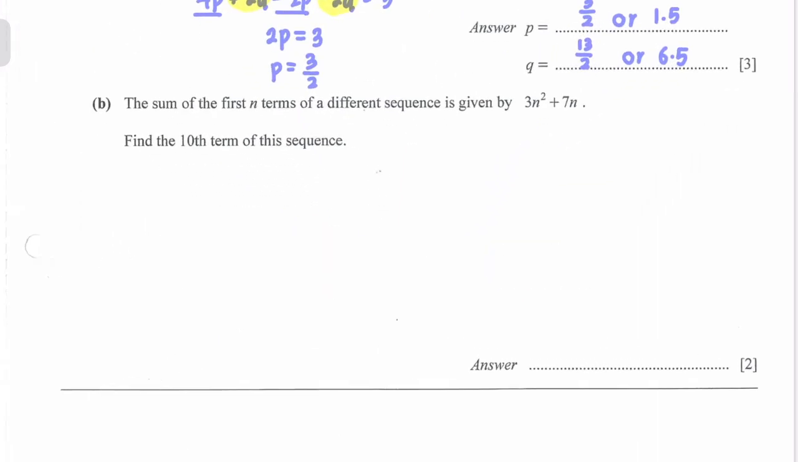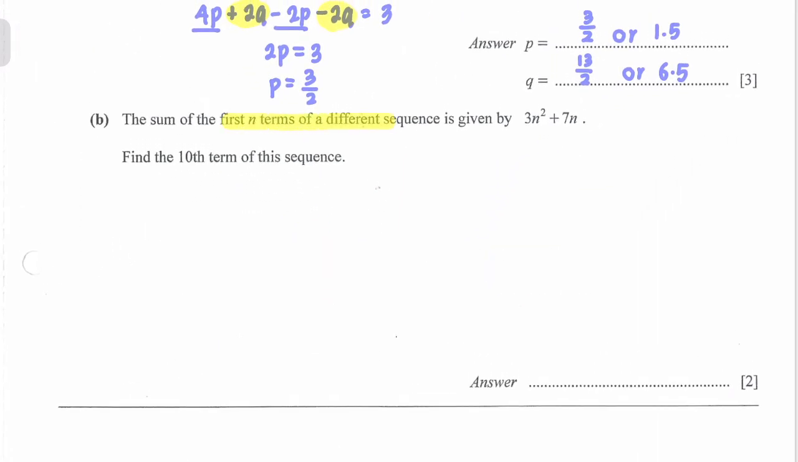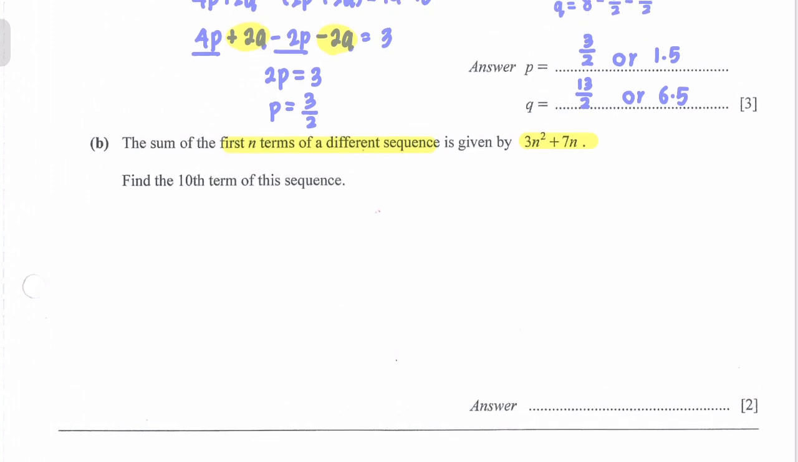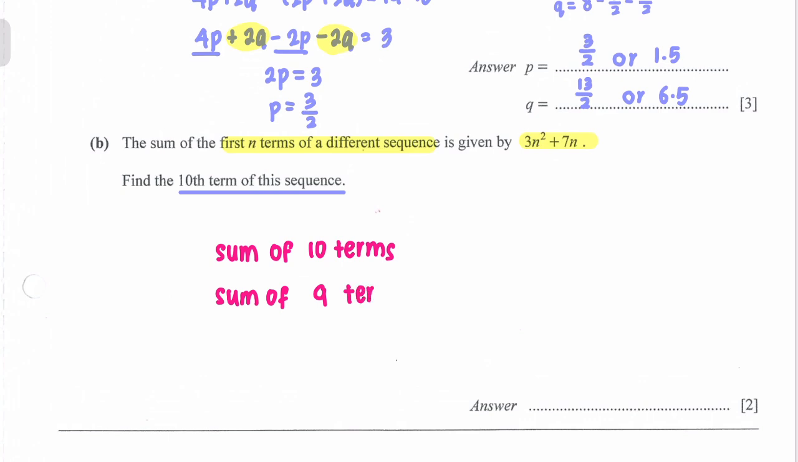For 25b, the sum of the first n terms of a different sequence is given by 3n squared plus 7n. Find the 10th term of this sequence. So, to get the 10th term, because they're giving us a sum, the technique is you will find the sum of 10 terms, and you will also find the sum of the 9 terms, so that when you minus, you will get the last term, which is the 10th term. So this is the technique to do it.